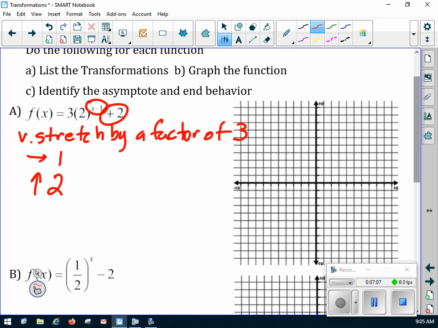Now, that's a lot. So what we're going to do is we're going to let the calculator do the work, and we're going to let the calculator give us our table. So go to your calculator.